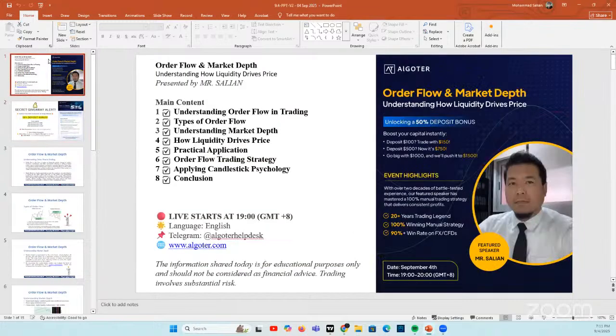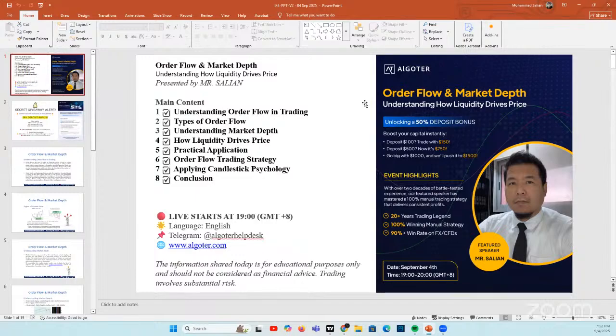Sorry. Let's go to our main content. Okay, understanding order flow in trading, the types of order flow, understanding market depth, and the liquidity, how liquidity drives the price. I guess I've said it in the past. Liquidity drives the prices to either direction, up or down. Yes, because that's where the money is. As you see, I think I've explained this very well in our Malaysian SNR strategy. When there are some fresh levels up there, some fresh levels down there, this is where the price will go.